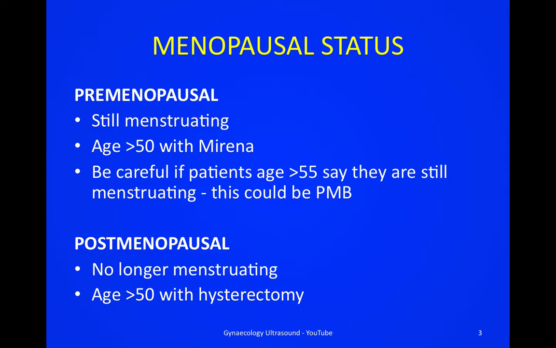A woman is premenopausal when she is still menstruating, or if she's around the age of 50 with a Mirena coil. Be careful if patients aged more than 55 say that they're still menstruating, as this could be postmenopausal bleeding. Postmenopausal women are no longer menstruating or are aged more than 50 with a hysterectomy.